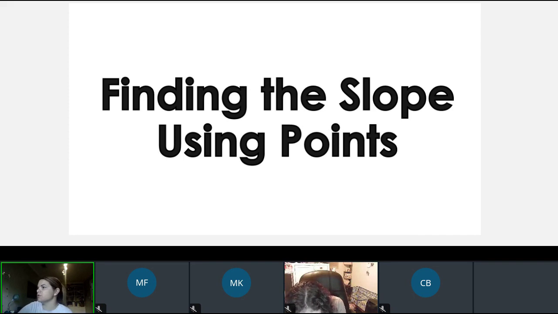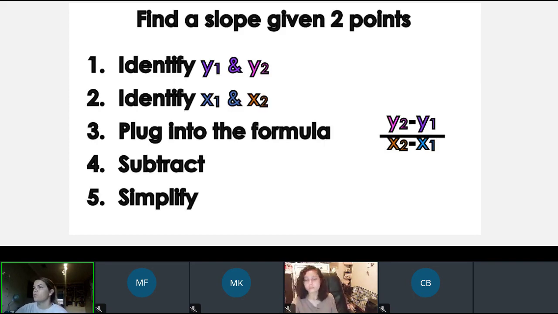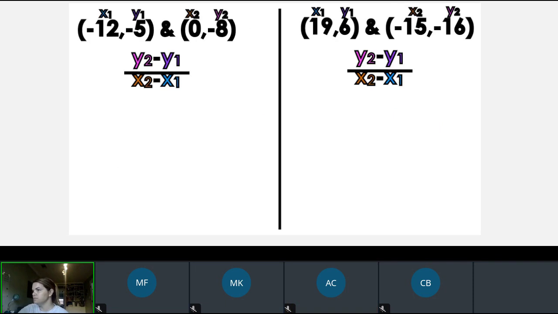Okay, so let's find slope using 2 points. When we are given 2 points, we're going to identify. So we have to label our y's and our x's. We're going to plug it into the formula, subtract, and simplify. I want to advise you to be very careful because some of you think you can just do it in your head and not have to label, but that will leave room for mistakes. So try and label. I know it's tedious.